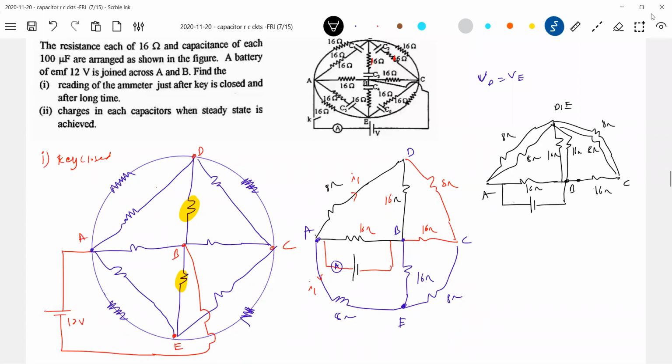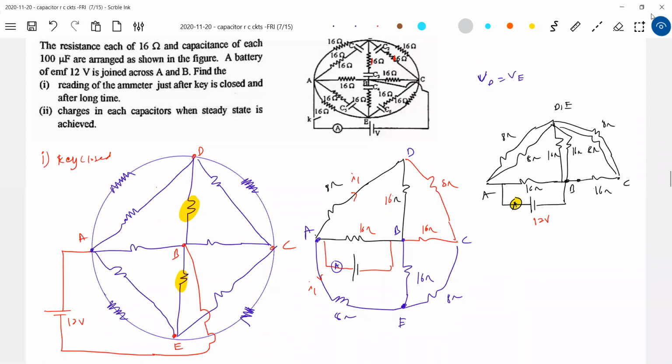So we have to get the reading of ammeter. The ammeter is here. Anybody value? D and E are same, but VE is not equal to VB. There'll be flow of current. So you can't remove these two resistors. Reading of ammeter just after key is closed. I don't have the answer. I just picked up a question.